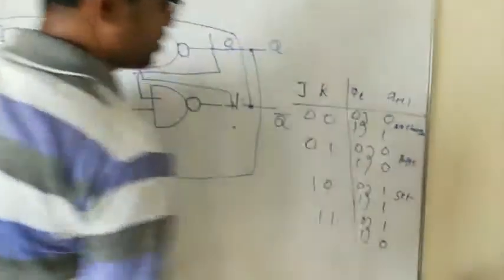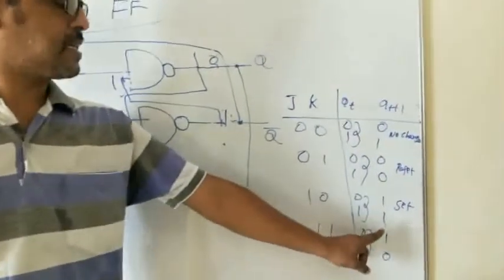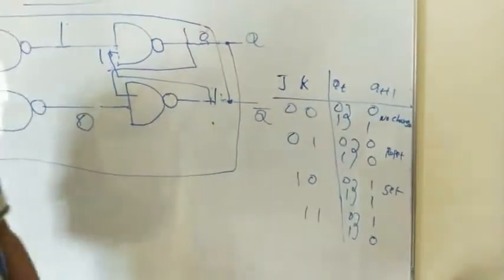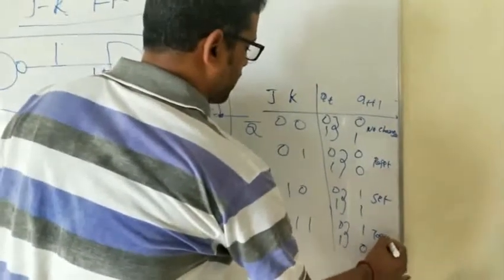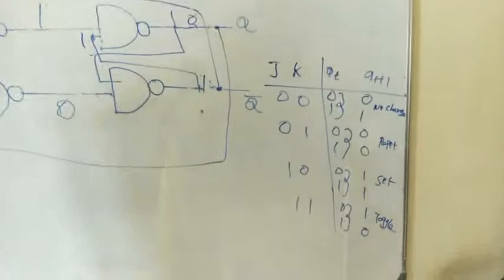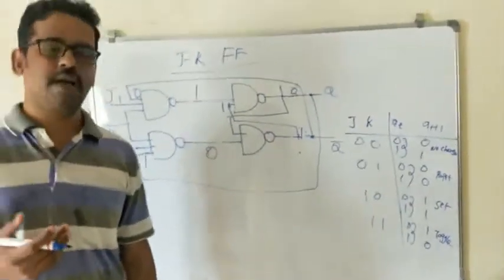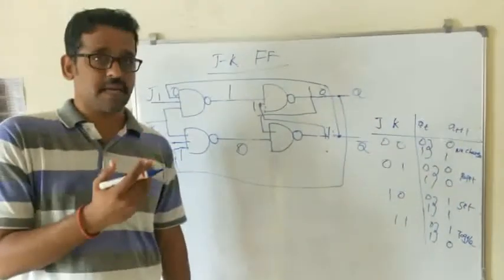So what is happening here? When the present state is 0, the next state is 1. When the present state is 1, the next state is 0. This is called a toggle state. When the present state is 0, the next state becomes 1. When the present state is 1, the next state becomes 0. This is called a toggle state.